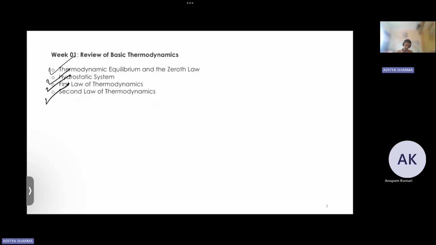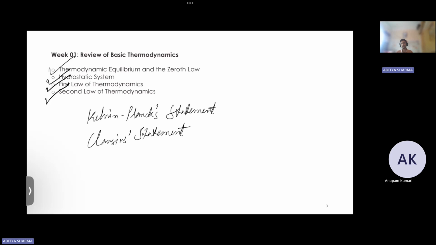After that, we saw the second law of thermodynamics, where Kelvin-Planck's statement and then Clausius statement were discussed. Kelvin-Planck's statement is with respect to heat engines, and the Clausius statement is with respect to refrigerators. Kelvin-Planck's statement basically says that through a heat engine, if you wish to get work, some amount of heat has to be rejected. It is not possible for a heat engine to convert all the heat that it is receiving into work.